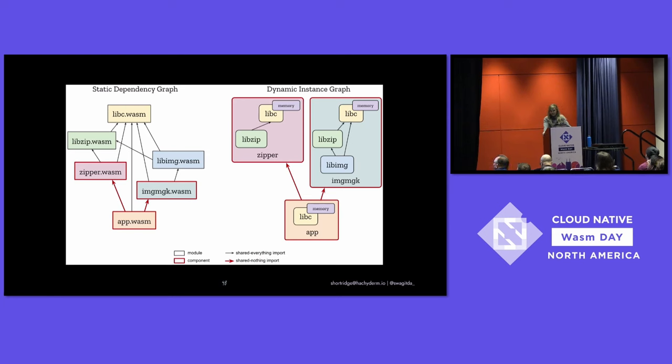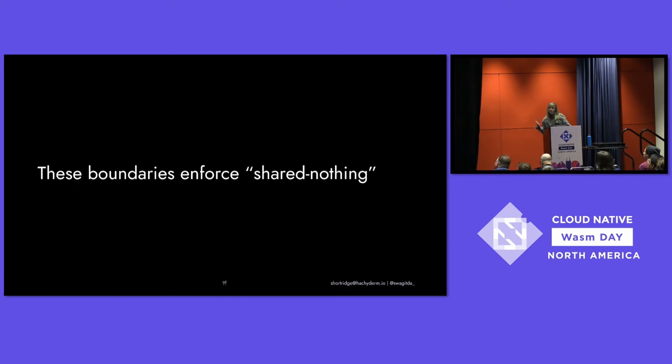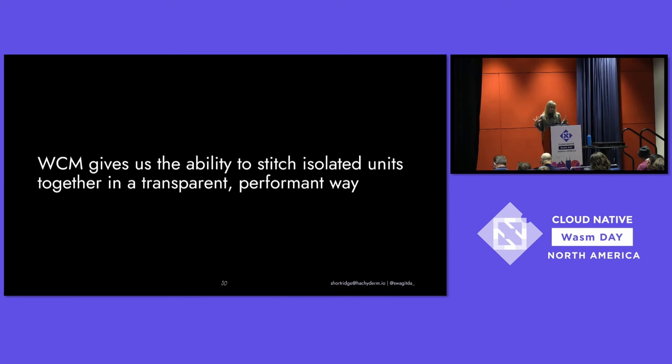The memory isn't shared, and sharing only happens at the boundaries of each component. And these boundaries enforce what's called a shared nothing model. So each component instance has its own linear memories, tables, and globals, and it doesn't share them with any other components, right? So components expose an external API, which is the only way that components can interact with each other. So it disallows access to any particular component's memory and tables. Again, this is huge. So all in all, the WebAssembly component model gives us the ability to stitch isolated units together in a really transparent and performant way.